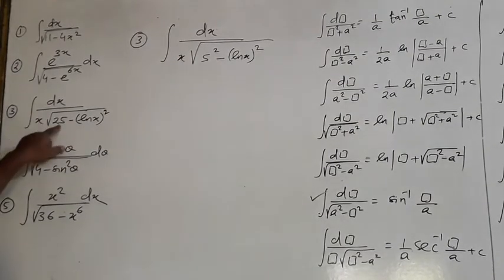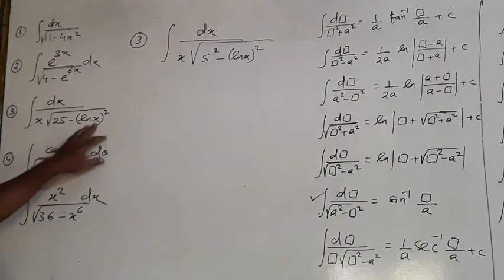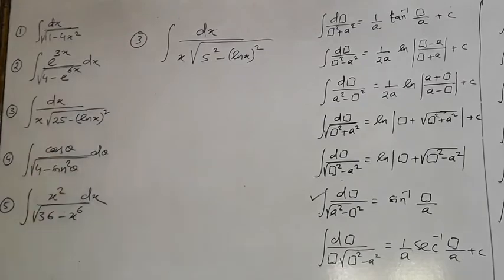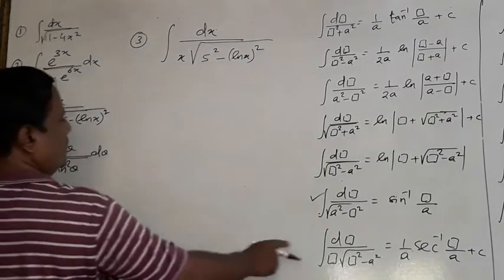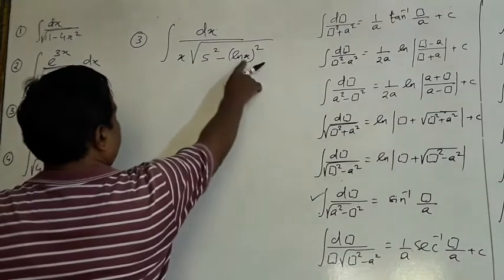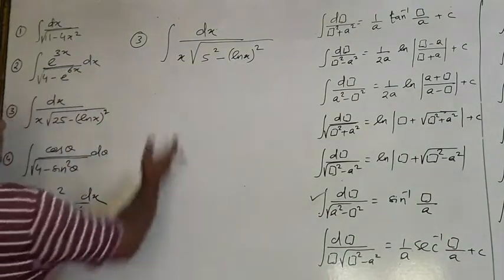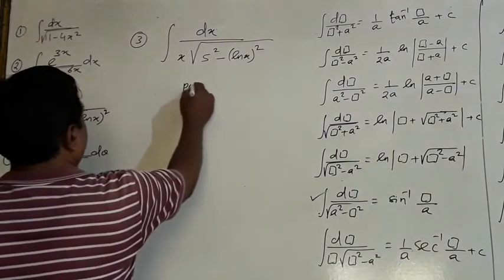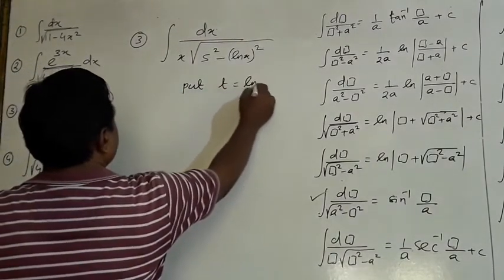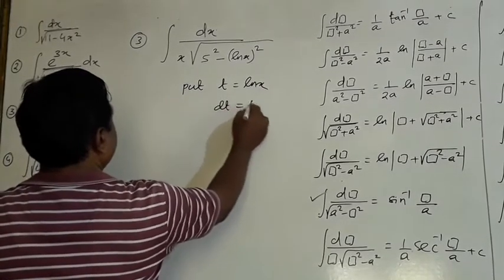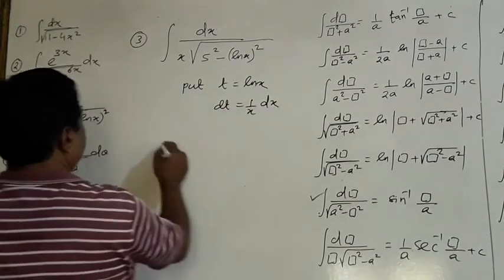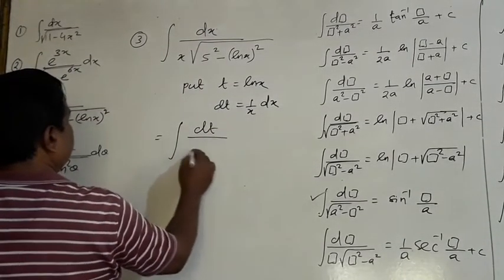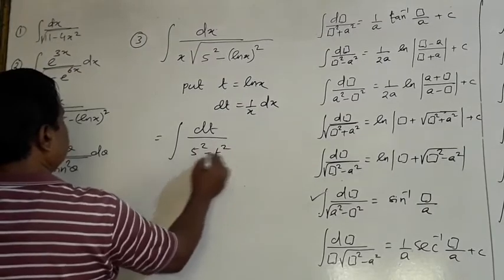Look at number 3. I am putting it as 5 square. It is already a variable. Whose variable square? ln x square is given. So simply I have to put this formula again, bakso square. But the derivative of that bakso is not here? No, it is there, but you should look properly. Put t is equal to ln x. Then dt is 1 by x dx. Then you have to write dt by root over 5 square minus t square.